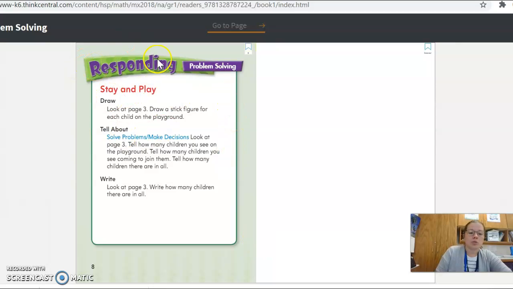So these are optional, these choices that you see right here, so you can read through them if you would like to access this. It's on Think Central, and you can message me and I can get that for you, or you can just pause the video and read the directions here. You can draw, you can tell about it, or you can write.